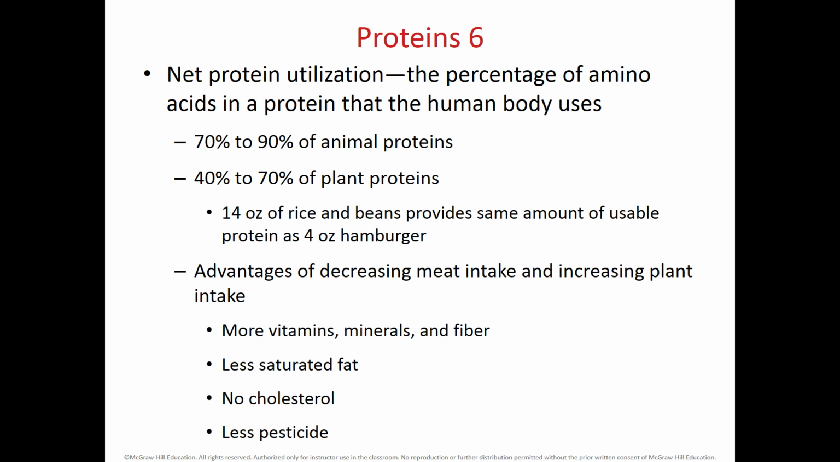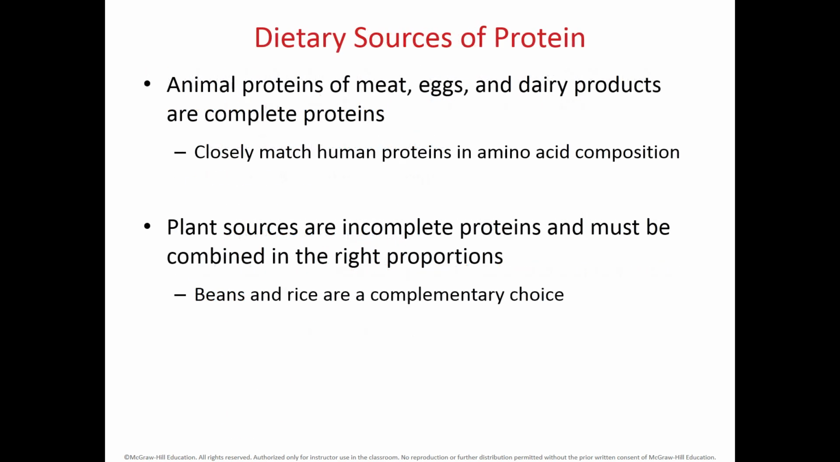Our proteins can come 70 to 90% out of animal products, while 40 to 70% out of plant products. So the advantages of having plant proteins in our meals is that you will have more vitamins, minerals, and fiber available because they help to decrease the excretion of them, and you can have also less saturated fat, no cholesterol, less pesticide.